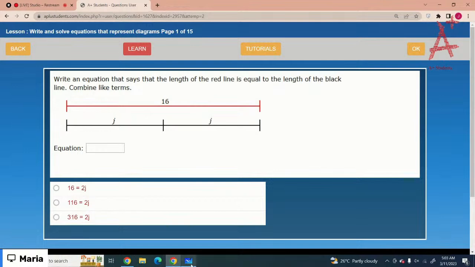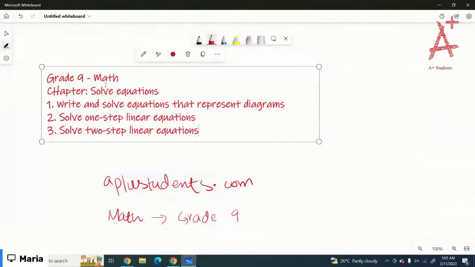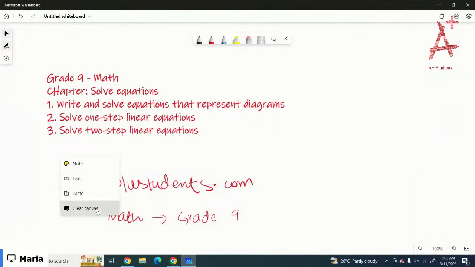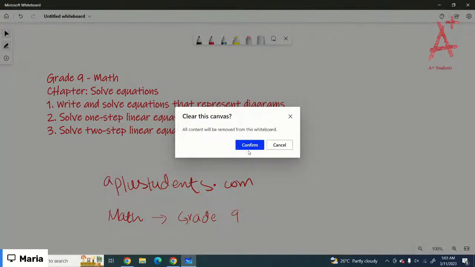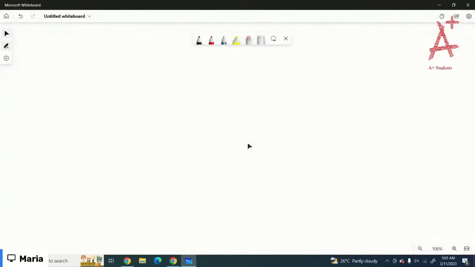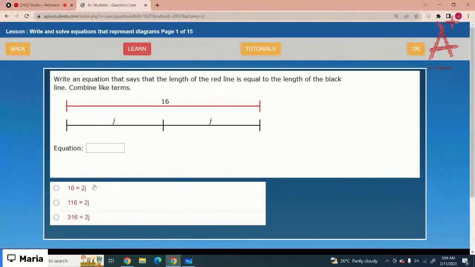It would be 16 equals, let me write it down on the board. It would be 16 equals j plus j. So they are the like terms. Like terms mean they have the same variables. You just have to add their coefficients. So it would be 16 equals 1 plus 1 is 2, 16 equals 2j. Got it? That is the correct option. So just select the correct option, then click on the OK button.